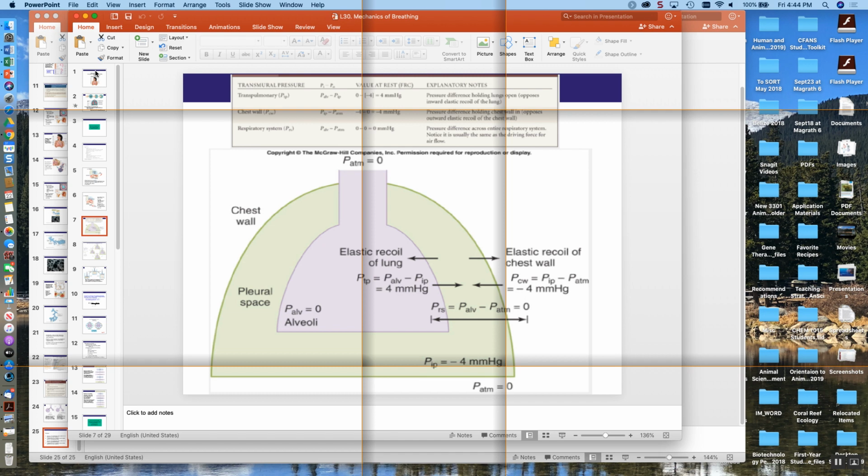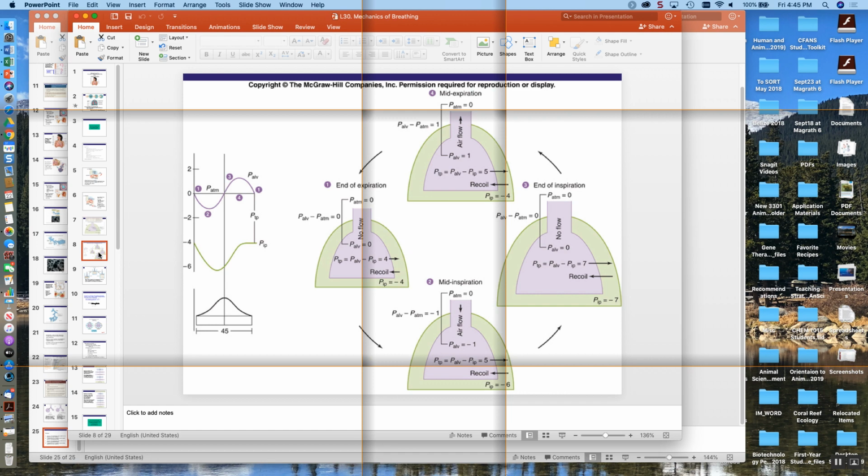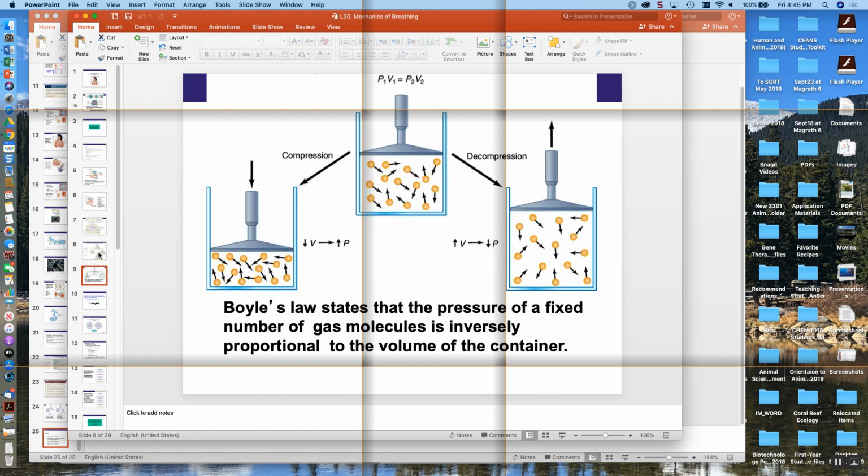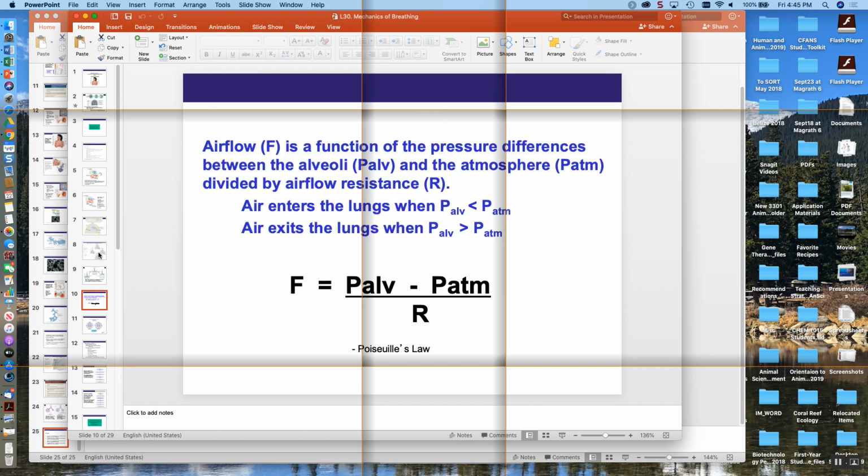Boyle's law. Remember, Boyle's law states it has an inverse relationship between volume and pressure. Ohm's law. This will not be given to you on the exam. You should always know Ohm's law. Good walking around knowledge. The driving force is the respiratory system pressure. Resistance and flow. So the driving force equals flow times resistance. This is just rearranged a little bit, so flow is equal to the driving force over resistance. Airflow is a function of the pressure difference between the alveoli and atmosphere divided by resistance.